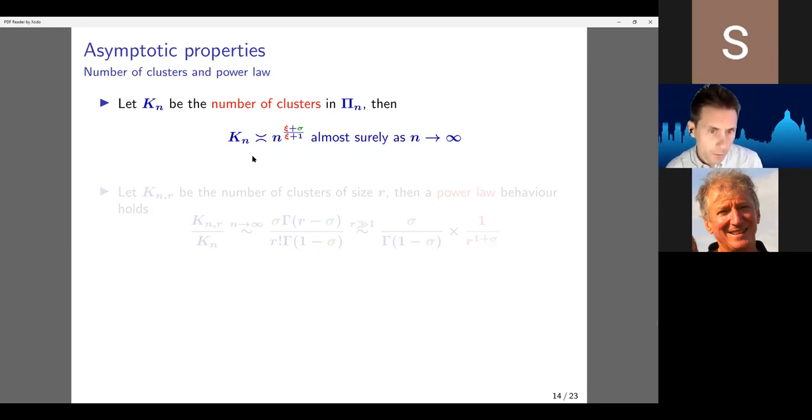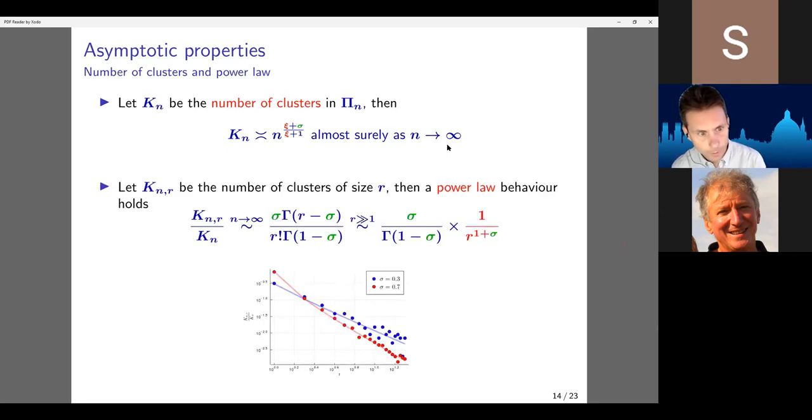On the other hand, if you take xi very large, you obtain a growth for the number of clusters which is close to linear. So this is for the number of clusters. What happens to the proportion of clusters of a given size? If you recall that K_{n,r} is the number of clusters of size r, then essentially we have exactly the same behavior as for the two-parameter Chinese restaurant process.